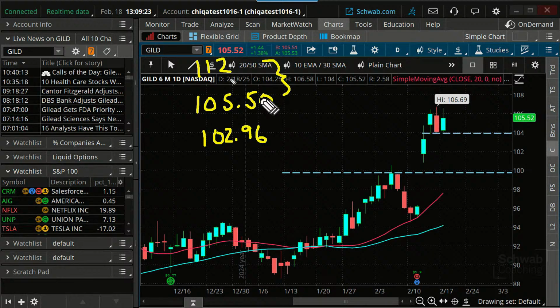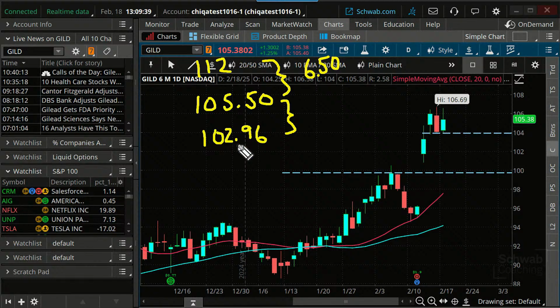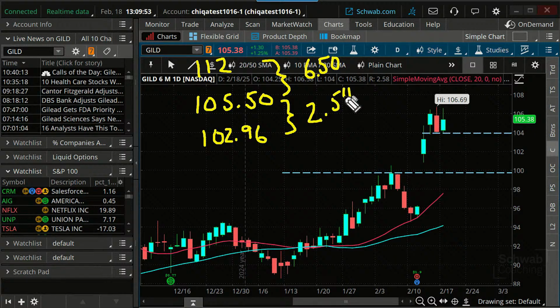What's our potential reward here if we sell out right at that target? I'm going to take 112 and subtract 105.50, and I come up with $6.50. Okay. Now, for our risk, what's our potential risk, realizing that that stop isn't guaranteed? I'm going to take 105.5 and subtract 102.96, and I come up with about $2.54. So that certainly exceeds the 1.5 to 1. In fact, it's actually over double. That's over a 2-to-1 reward to risk.